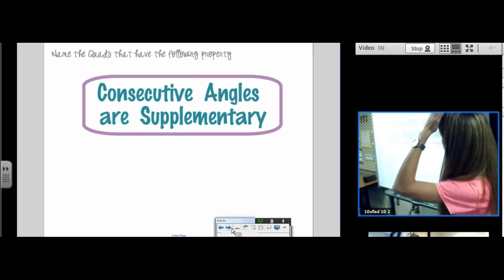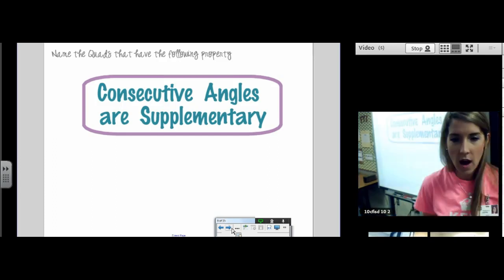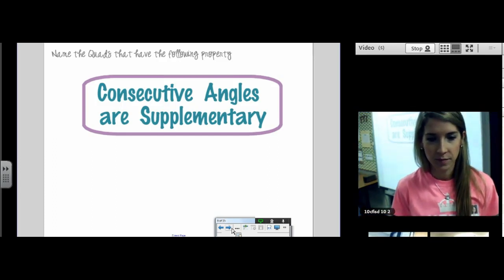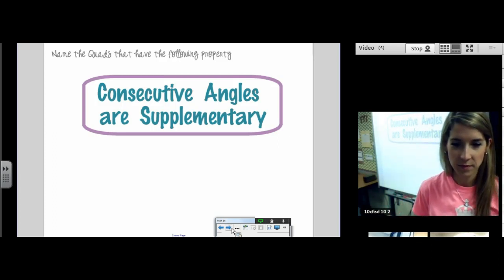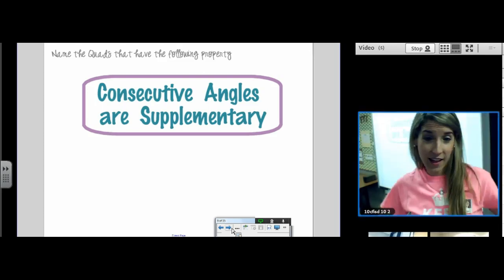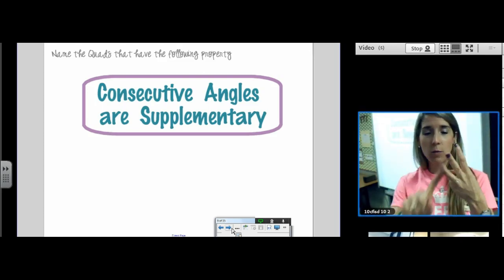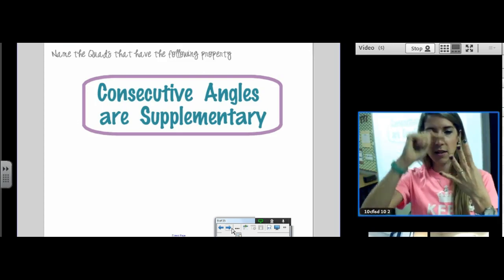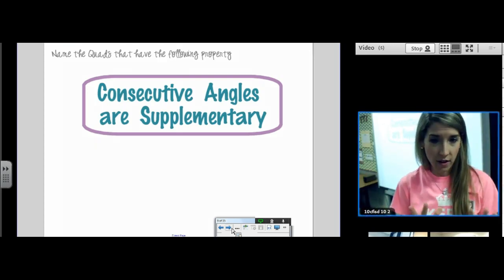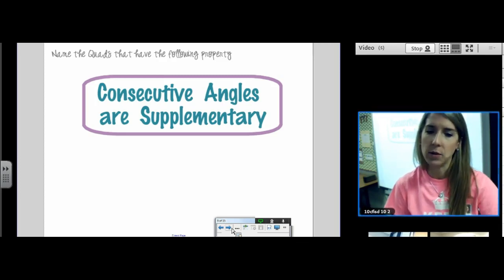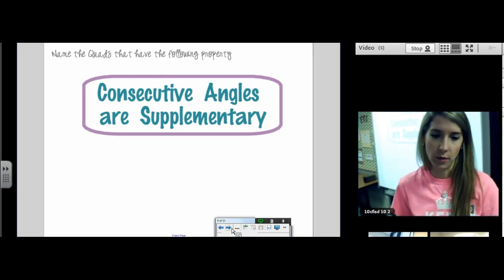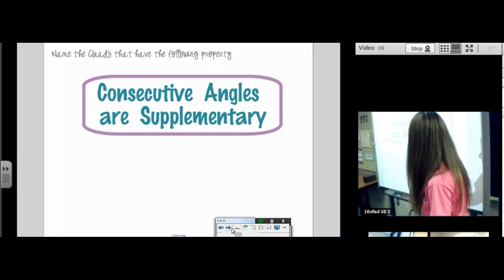Consecutive angles are supplementary. Which quads fit this property? All parallelograms. So parallelogram, rectangle, rhombus, square. All parallelograms have consecutive angles supplementary. Only two pairs of angles in a trapezoid, Victor. So I wouldn't say trapezoid because it's not all of its angles. It's only two of them. Okay? All the parallelograms. Good.